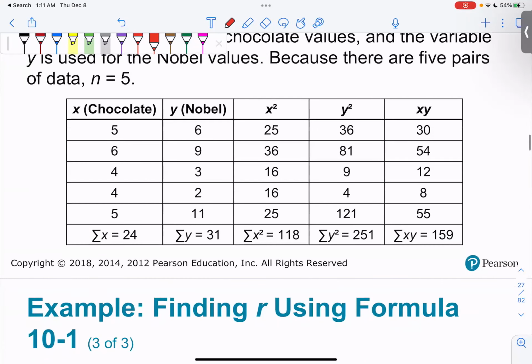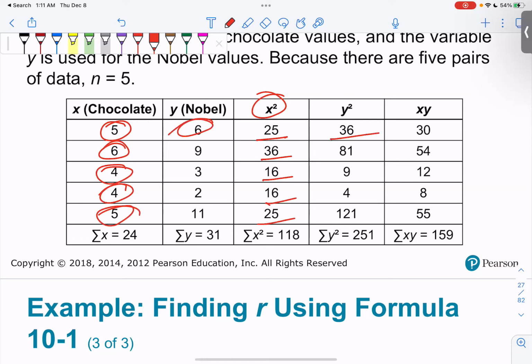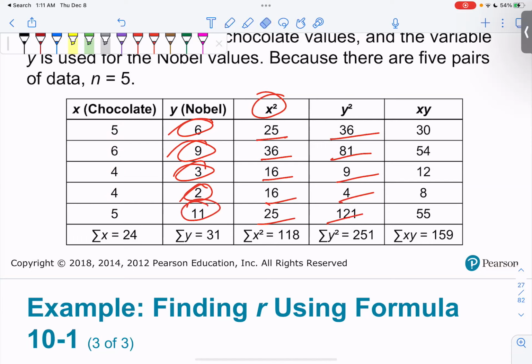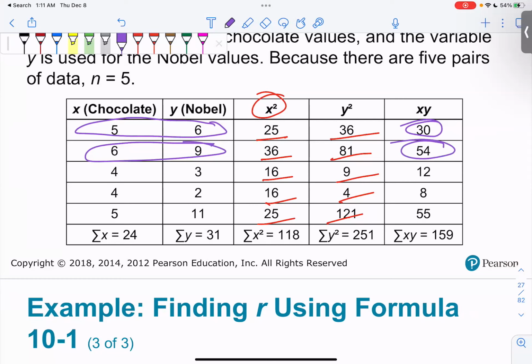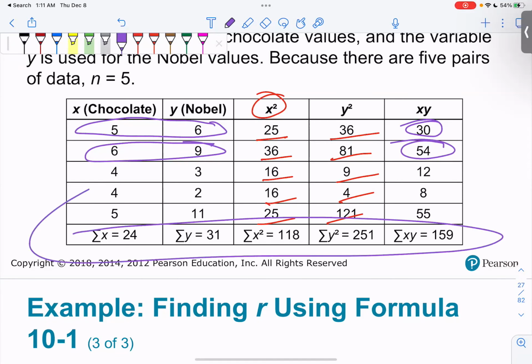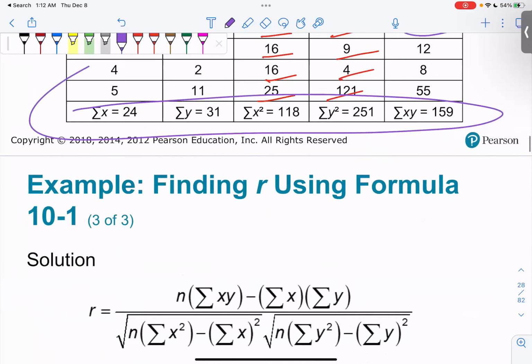So now this is how to find x squared. So 5 squared is 25, 6 squared 36, 4 squared 16, 16, and then 25. And then for y squared, 36, 9 squared 81, 3 squared 9, 2 squared 4, right? And 11 squared 121. And then when we multiply them up, this will be 30, and 6 times 9, 54. So we got all those summations, just come and apply them here, right?